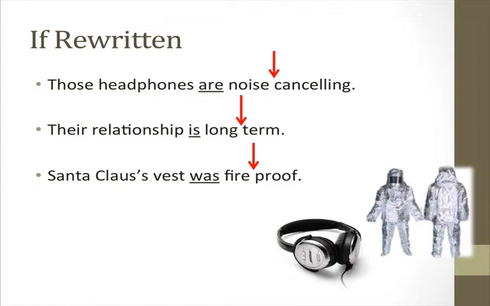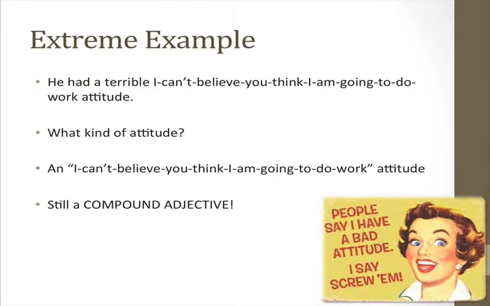Their relationship is long term. Long term is still describing relationship, but it does not have the hyphen. Santa Claus's vest was fireproof. Same thing. Predicate adjective, you do not use the hyphen. Now here's an extreme example of a compound adjective that is legal to use in the grammatical sense. Again, compound just means more than one thing stuck together.